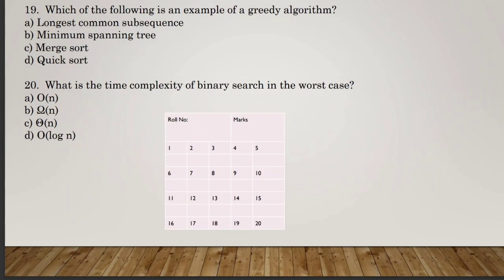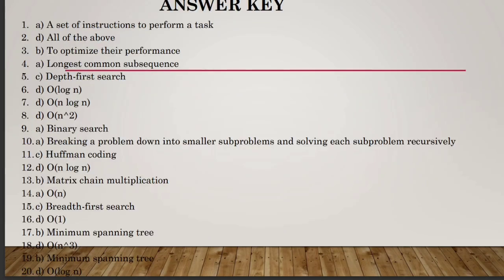19th, which of the following is an example of a greedy algorithm? The answer is B, minimum spanning tree. 20th, what is the time complexity of binary search in the worst case? The answer is D, order of log n. And here are all the answers to the questions.